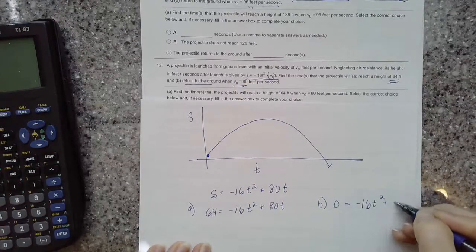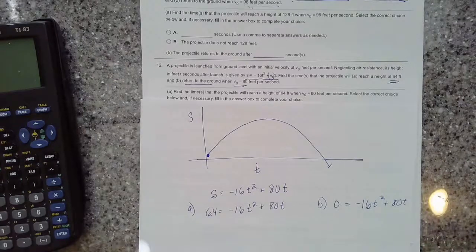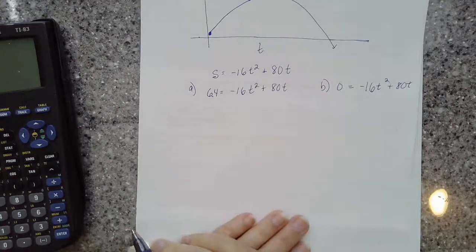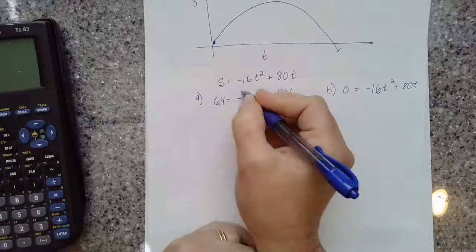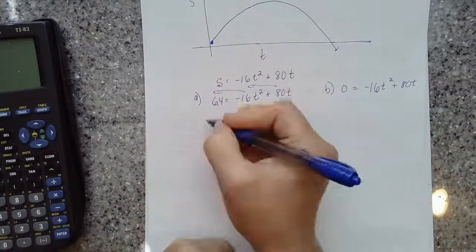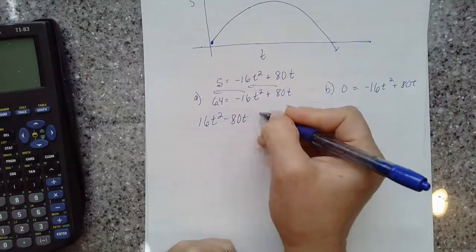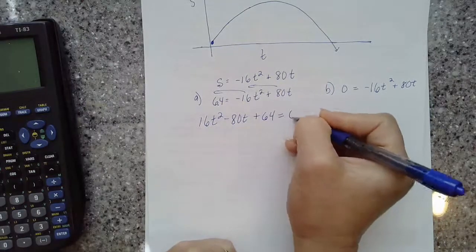All right, so just to remind you, quadratic equations, we start in standard form. So I'm going to bring everything over to one side, making that positive 16t squared minus 80t plus 64 equals 0. Now, if you can and you want to, divide by something to make those numbers easier.